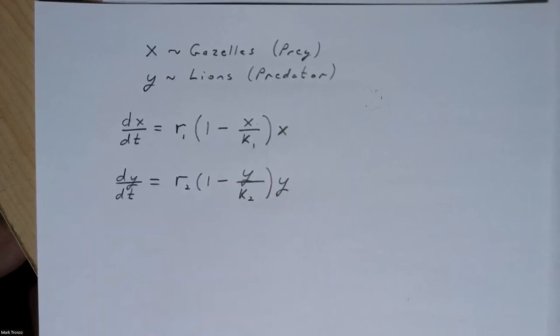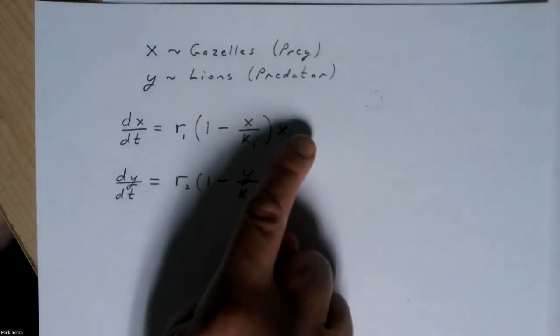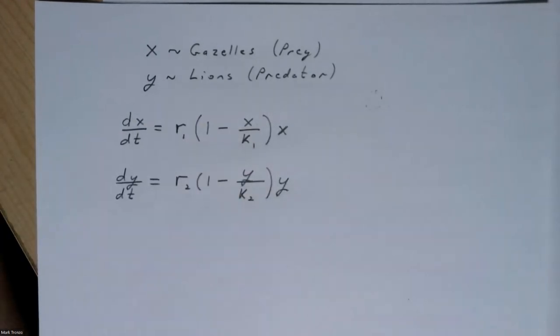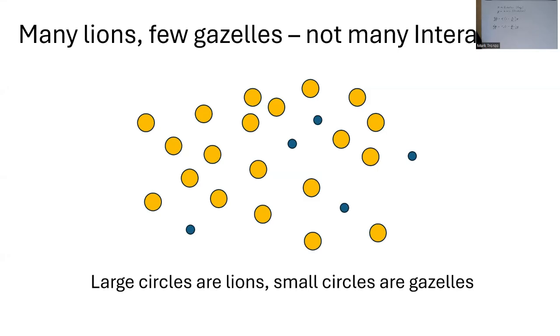Now, something we want to take into account is, again, the lions are the predators, the gazelles are the prey. So how do we model that? How do we deal with that? What kind of terms do we add to take care of that issue? So let's look at these different scenarios. Suppose you have many lions and only a few gazelles. Then there's not going to be too many interactions between the lions and the gazelles, and therefore not too many gazelles are going to be eaten.